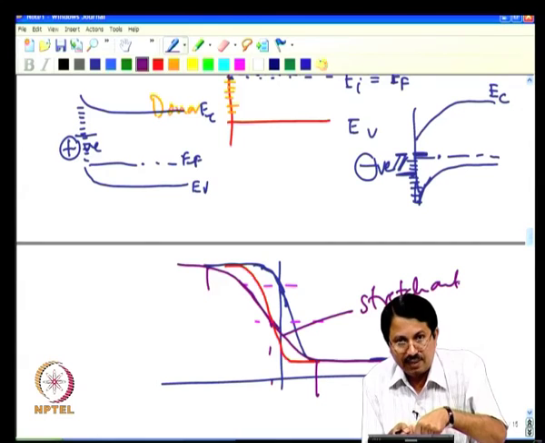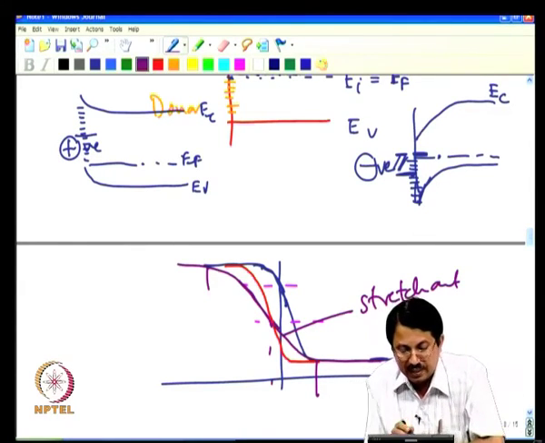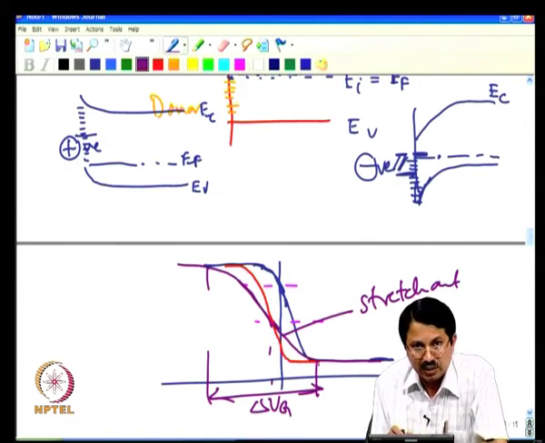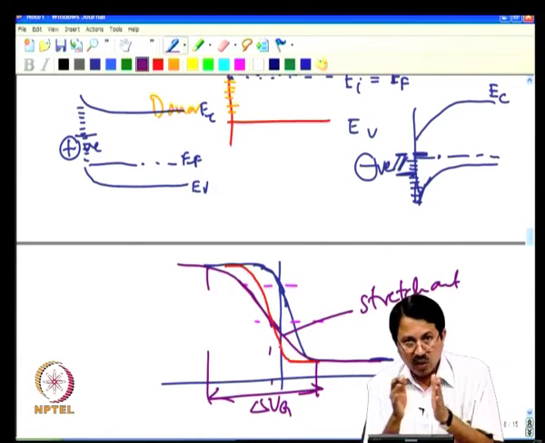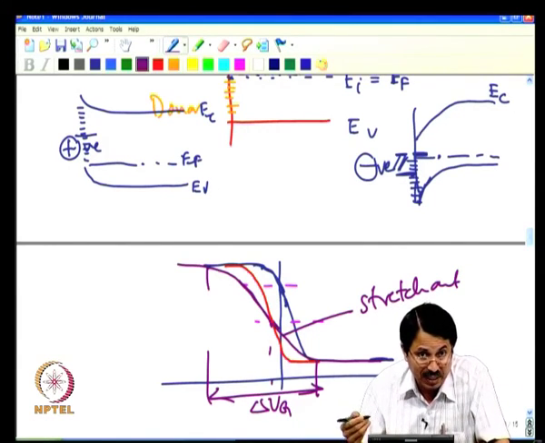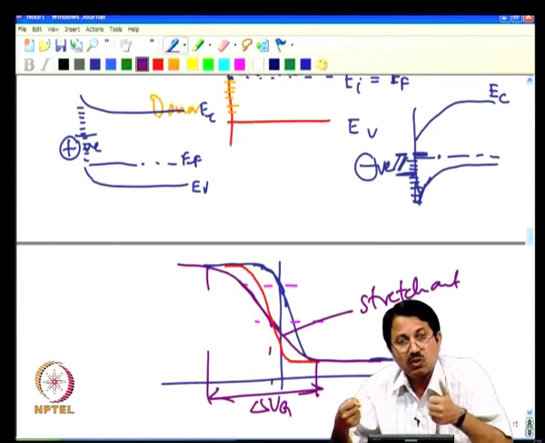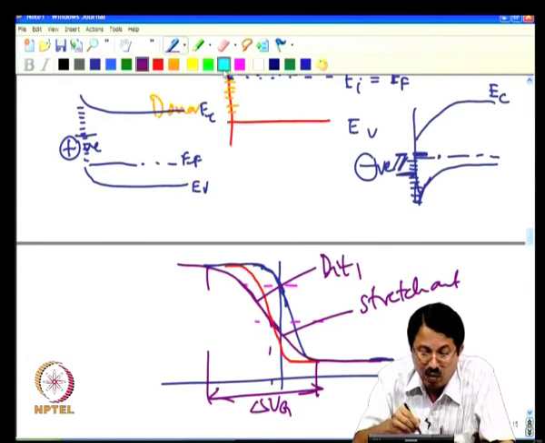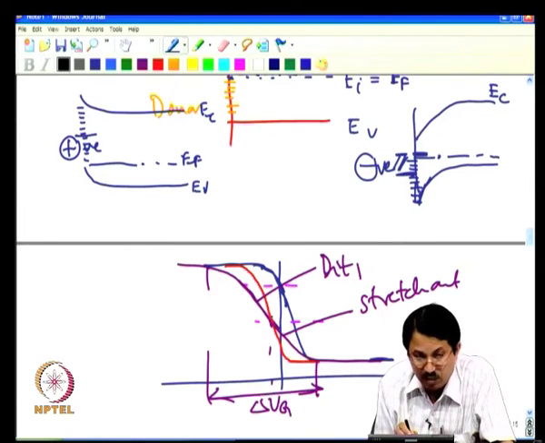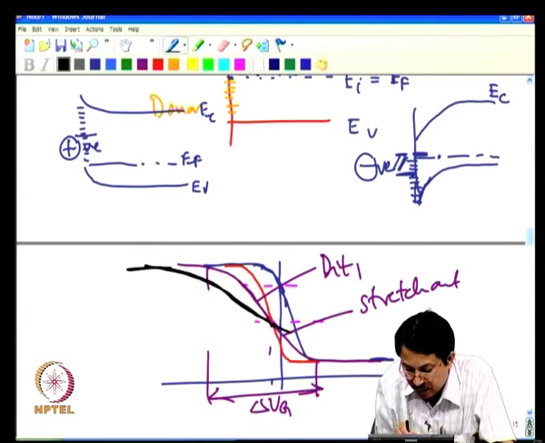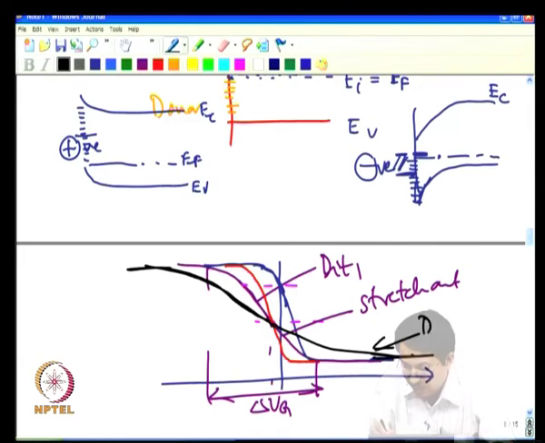It is as if you have taken that CV and you have stretched it out, so that it takes a much larger voltage span to go from accumulation to inversion condition as compared to a much shorter voltage span for the ideal case. So, now if you have higher and higher trap density, that is interface trap density, your stretch out will be more and more. If let us say this is for DIT 1 and now you have a DIT 2 which is even higher than this, then the stretch out is even much more. You will probably get a stretch out which will look like this. This could be DIT 2 which is much greater than DIT 1.